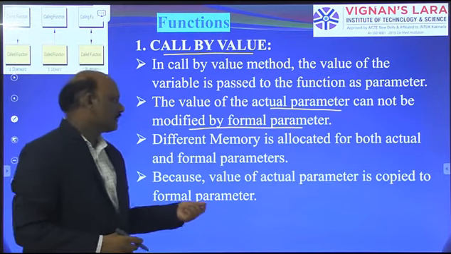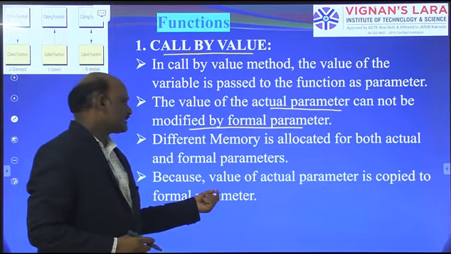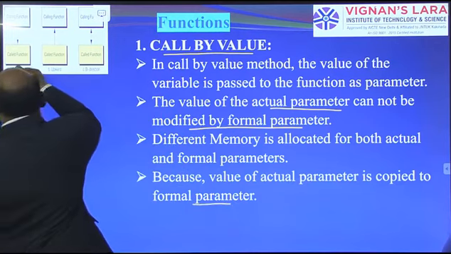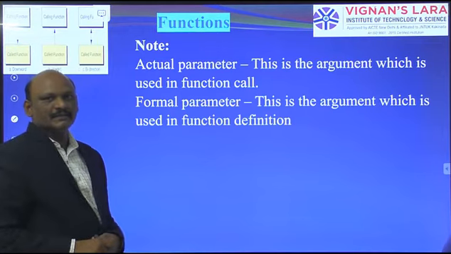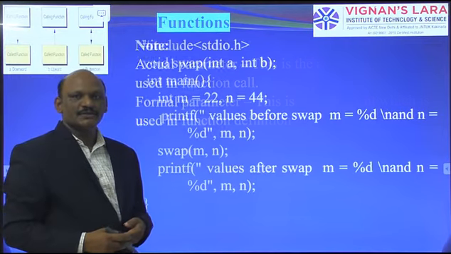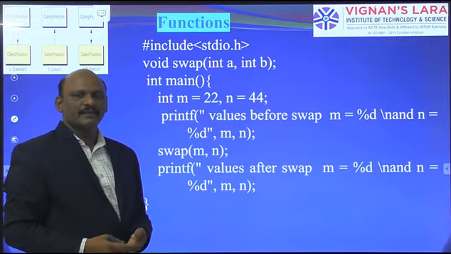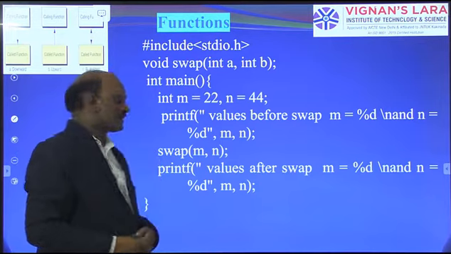Here, different memory is allocated for the actual and formal parameters, because the value of the actual parameter is copied to the formal parameter. Note that actual parameters are the arguments used in the calling function. Formal parameters are the parameters used in the called function.